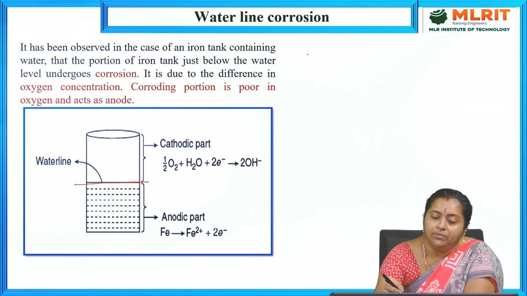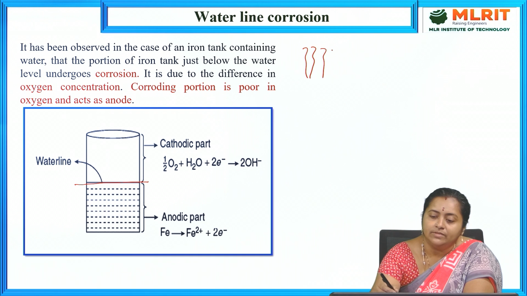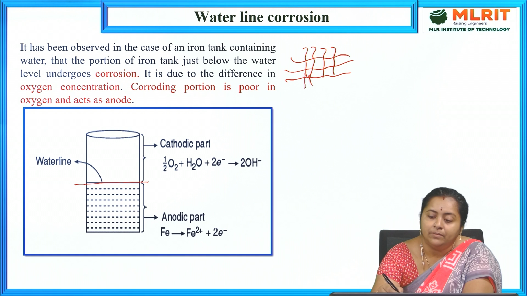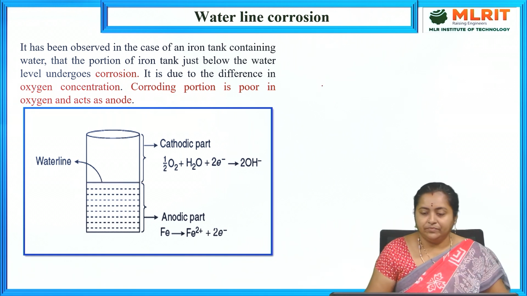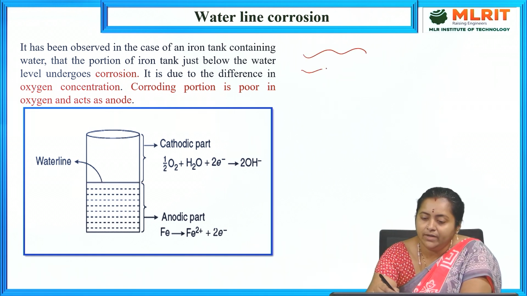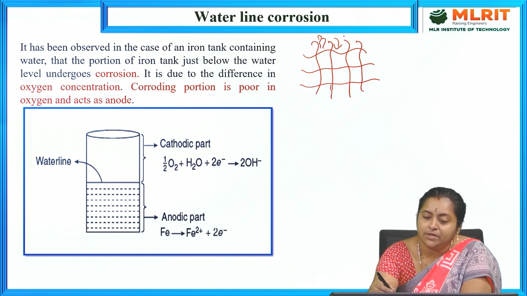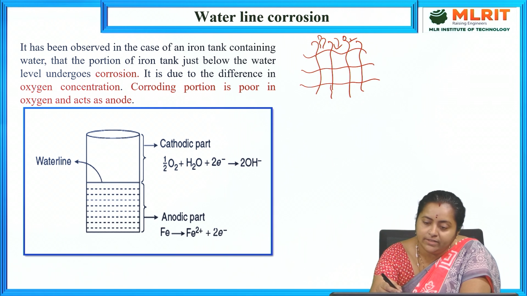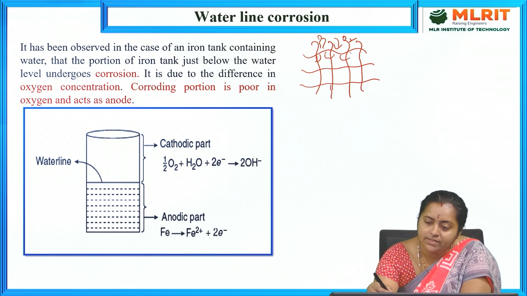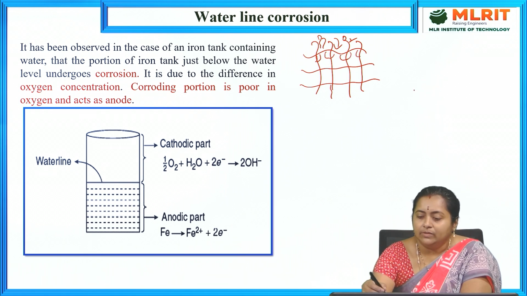One more example is wire fencing. Generally we use wire fencing for plots, for identifying, like, up to this boundary it is my plot. If this example is considered, these areas are considered to be more oxygenated areas, and just below this wire, these areas will be considered anodic in nature. So these are poor oxygenated areas and behave like anode, where the corrosion reaction will start.